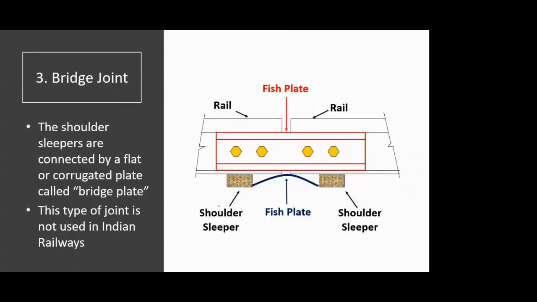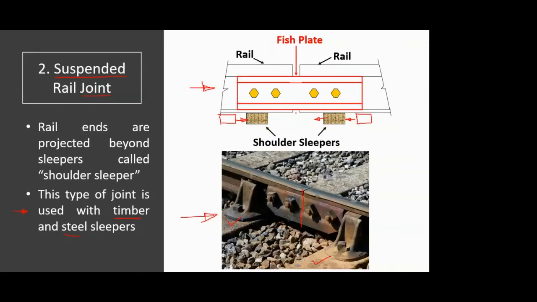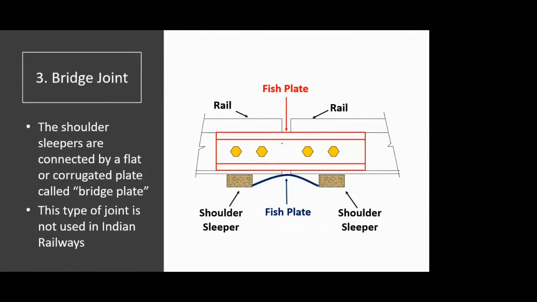The third kind of joint is the bridge joint. If you keep the joint suspended, obviously the strength that you get from this system will be less, because at this section you should ideally have some support. But we have seen that if you provide sleepers, the sleeper gets damaged. So one option is a plate, which they name a fish plate. It is nothing but a metal plate.